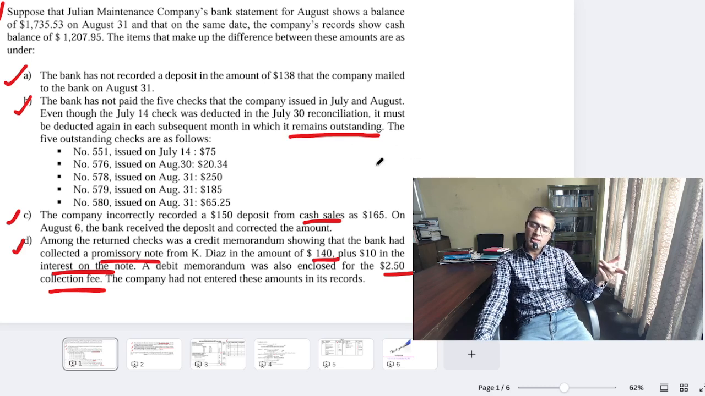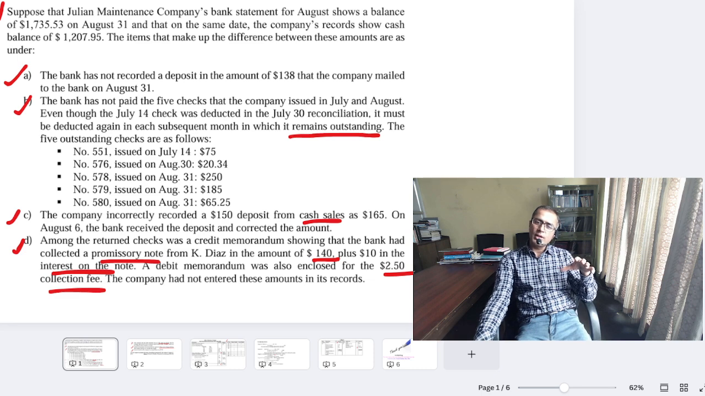Since you have updated, so in balance as per bank statement, what do we do? Less outstanding check. Okay. Then for C number, a company incorrectly recorded a $150 deposit from cash sales as $165. So it's a company error. That is the case of over recording of the cash sales. In that case, you simply say that cash book will be plus, passbook minus, but actually you have recorded an over inflow here. So you have to say less minus $15 friends.